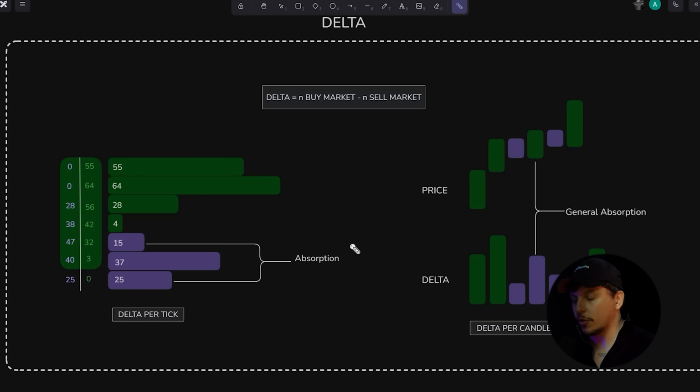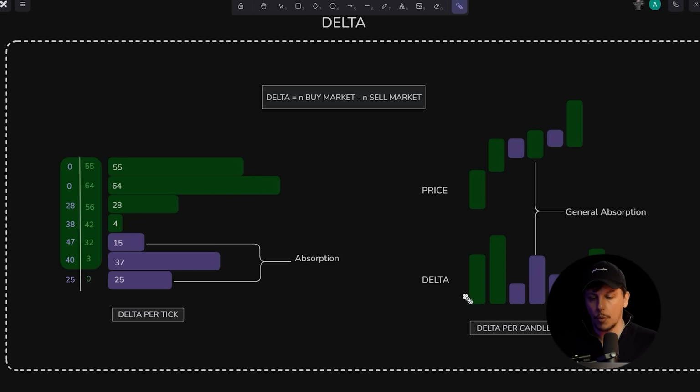On the left side, what we are seeing here is a delta footprint profile, and we can see, for example, that the delta is really high from the point of view of the sellers on the downside, but the candle closed buy. This is the perfect absorption example that you can see from the delta footprint profile.